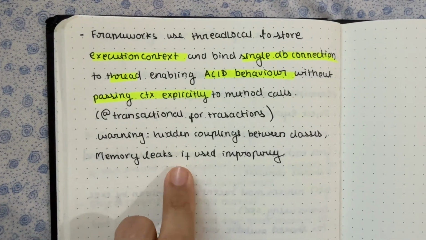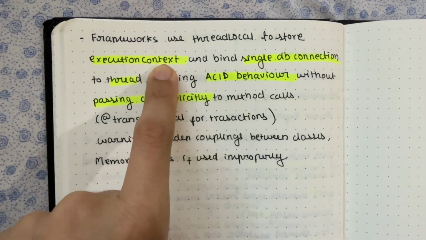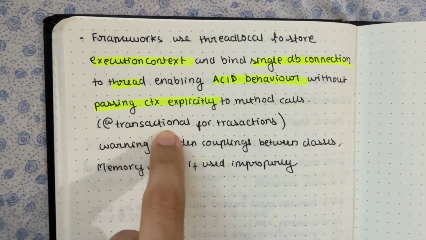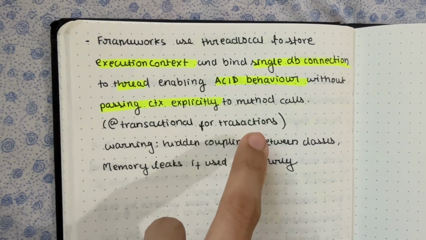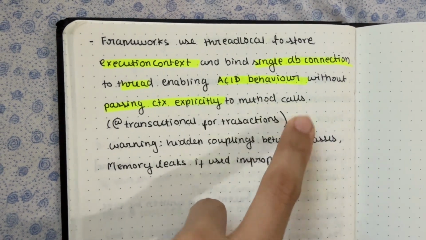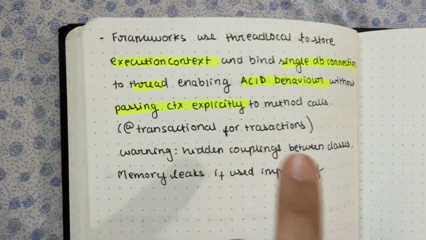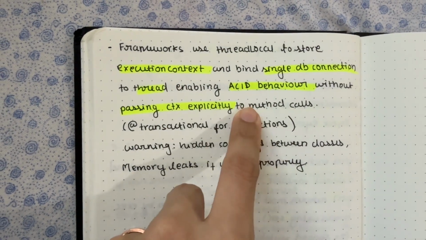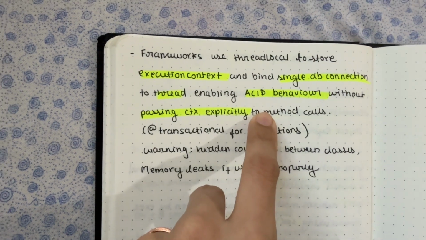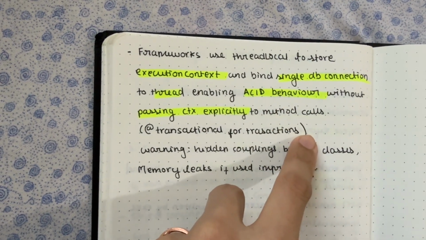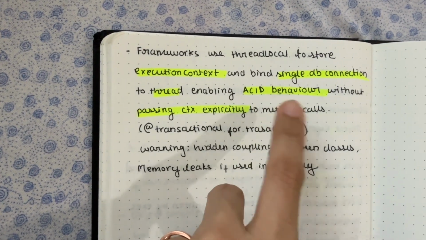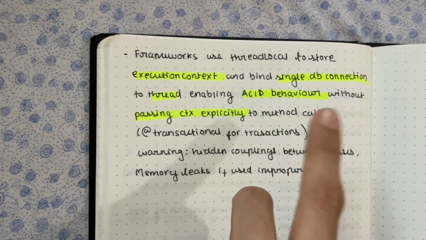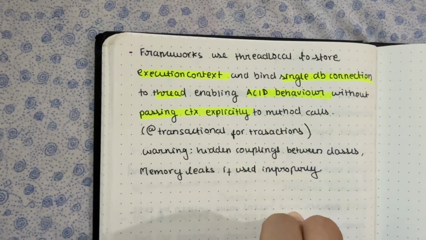ThreadLocal is also used to pass execution context and DB connection to methods which use @Transactional for transactions in the Spring Framework. So it is like a hidden argument to methods. You don't need to pass the connection and execution context to methods explicitly. The framework does that for you. And how does it do that? By using thread local variables that map these both to the thread executing your request.